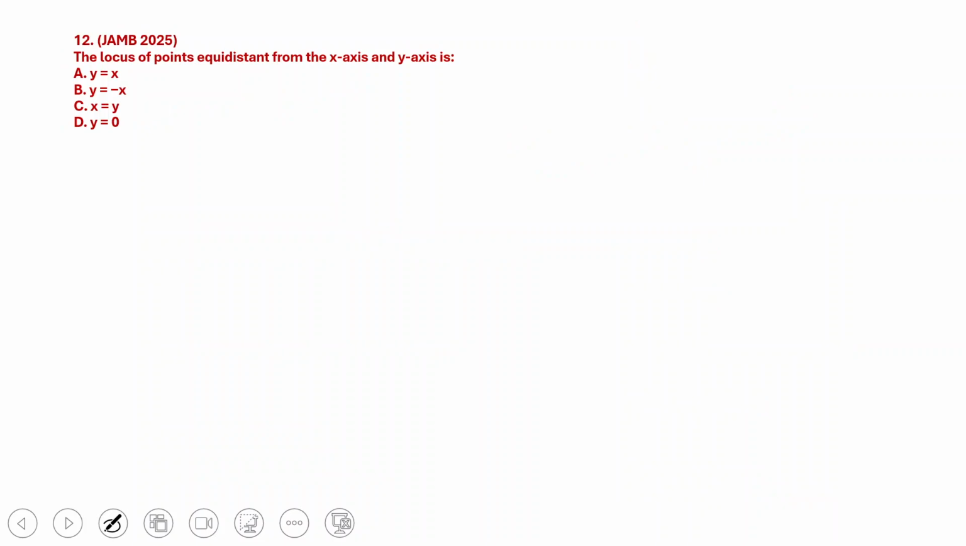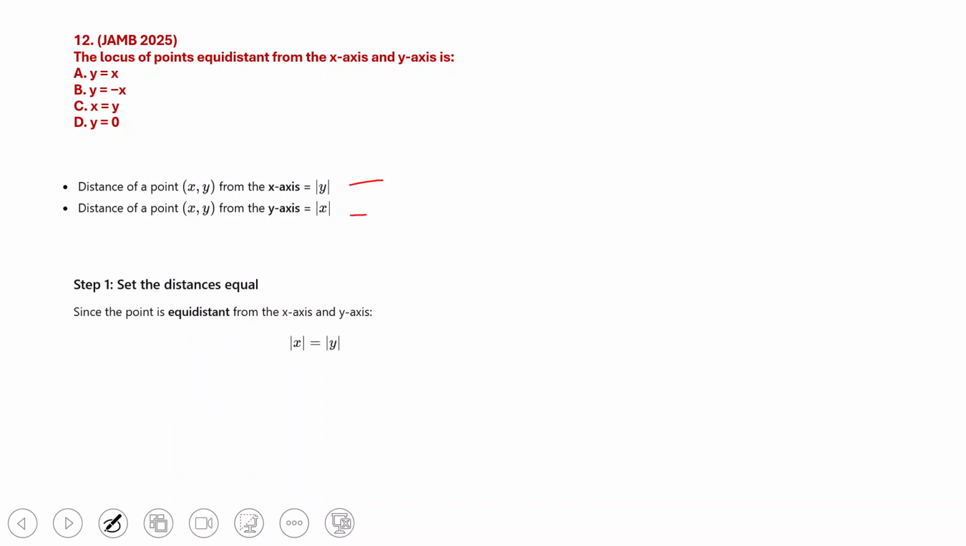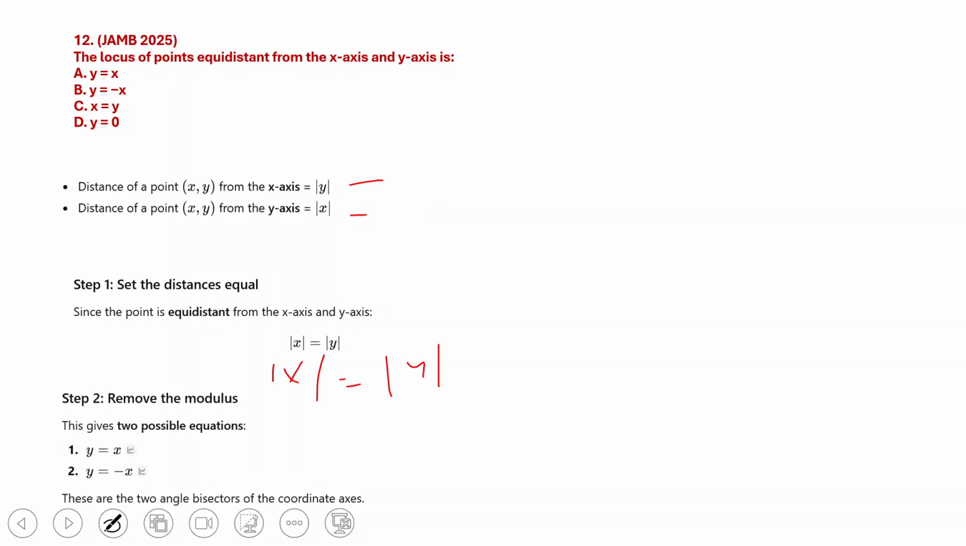Number 12 says the locus of a point equidistant from the x axis and y axis is. Now the distance of a point from the x axis is y, and the distance of a point from the y axis is x, right? So we set the distances equal: absolute x is equal to absolute y, right? So we remove the modulus.